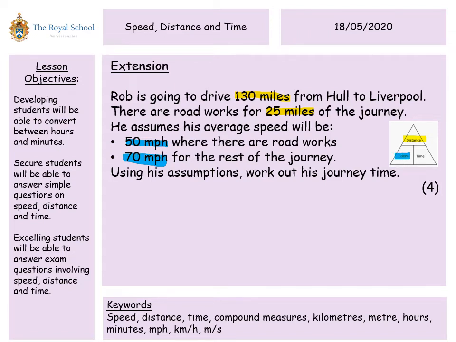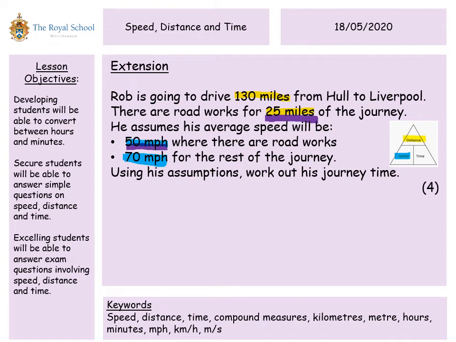Now, what we're going to have to do is separate this out into 2 separate pieces. So there are roadworks here. I'll just underline these in purple. So there are roadworks for 25 miles of the journey. So if we just deal with the roadwork section first. So roadworks occur for 25 miles of the journey, and during those roadworks you can travel at 50 miles per hour. So let's work out the time that the roadworks will take.